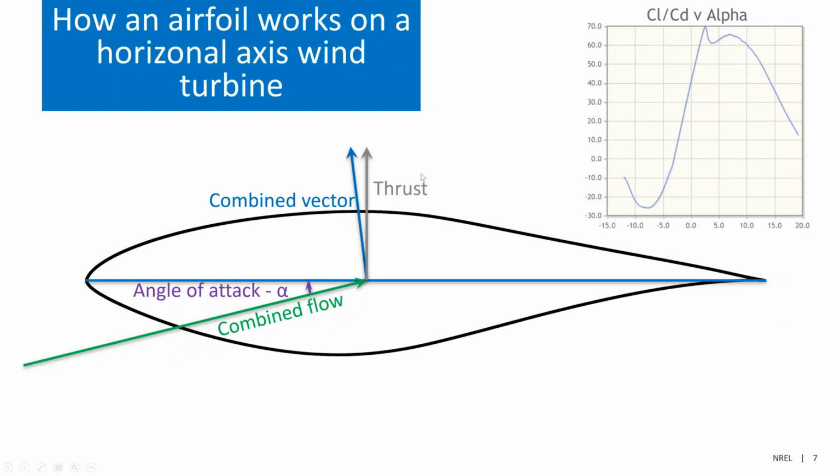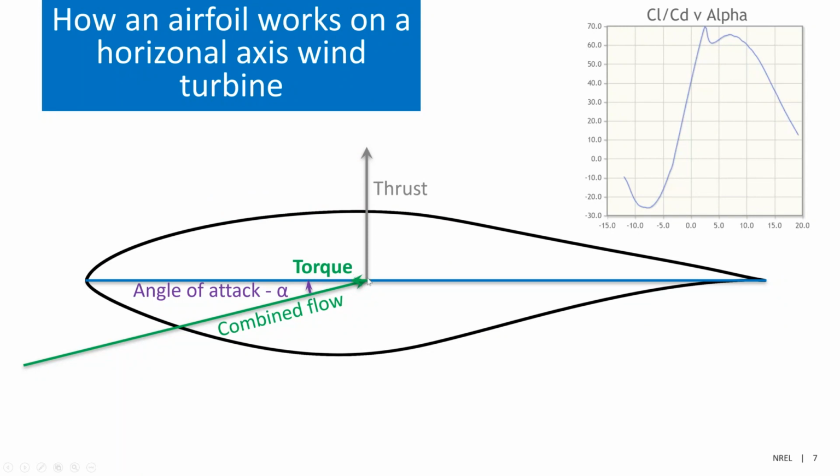In other words, the thrust generated is not something we really want. What we want is this torque vector. This torque vector is very small, generally much smaller than the thrust vector, but it's the vector that creates all of the energy that a wind turbine will ever produce. All of the energy that's coming from all the wind turbines in the world exists because of this little tiny torque vector.